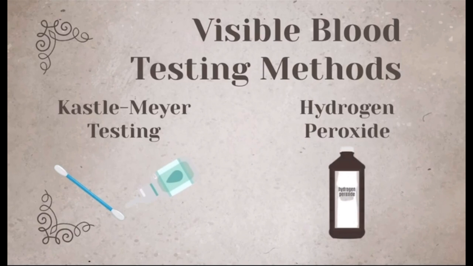However, like the Kastle-Meyer test, it's not without its limitations. False positives can occur if other substances with catalase, such as vegetables or bacteria, are present. And while it confirms the presence of blood, it does not distinguish between human or animal blood. Both of these tests are essential for preliminary blood detection, but to confirm the origin of blood, further testing, such as DNA analysis or blood typing, is necessary.